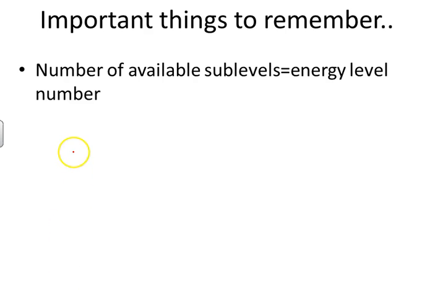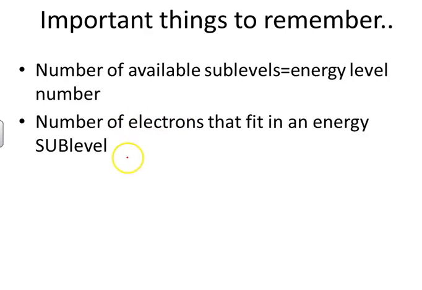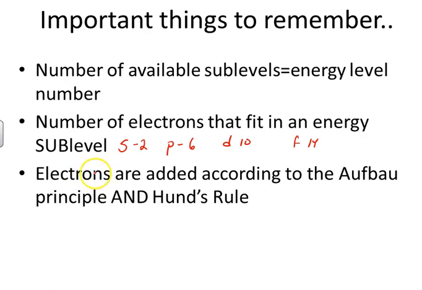So important things to remember when you're trying to put together electron configurations: the number of available sublevels equals the energy level number. We've seen some of this in the work that we've done thus far. So energy level 1 has 1 sublevel, 2 has 2 sublevels, 3 has 3 sublevels, and so forth. We also need to know the number of electrons that fit into an energy sublevel. Again, s holds up to 2, p up to 6, d up to 10, and f up to 14, max. We also need to know that electrons are added according to the Aufbau principle and Hund's rule. In the first type of notation, we're going to pay special attention to the Aufbau principle. In the second type of notation that we'll add to it, we'll have to pay special attention to Hund's rule as well as the Aufbau principle.